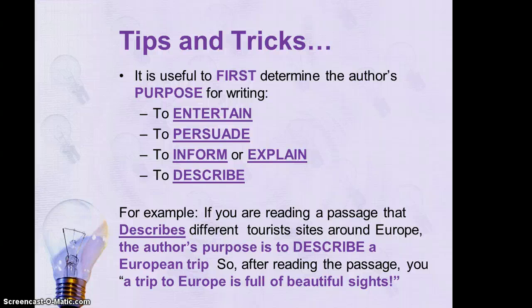For example, if you're reading a passage that describes different tourist sites around Europe, the author's purpose is to describe a European trip. So after reading the passage, you might think, a trip to Europe is full of beautiful sights. That's probably the author's main idea that he's trying to get across to you, the reader.